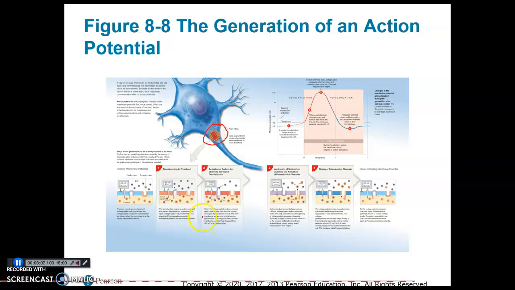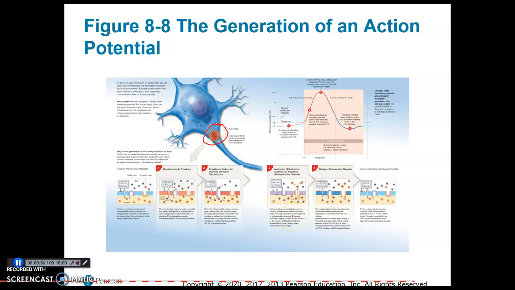Okay, so step one is depolarization to threshold, and that's going to happen by a graded potential either along the dendrites or the cell body. That potential is going to cause a voltage change in the positive direction. And if that voltage change is large enough to stimulate the axon, to cause the axon to depolarize to threshold, then an action potential will be generated. So the first step is depolarization to threshold, and that means that enough sodium has to come in to cause that potential to go from -70 to -60.